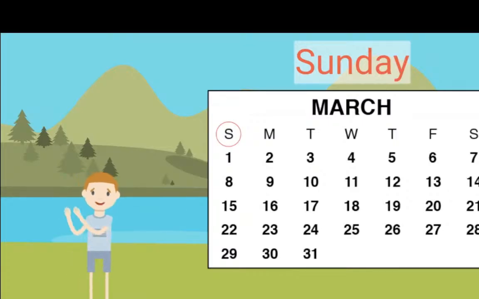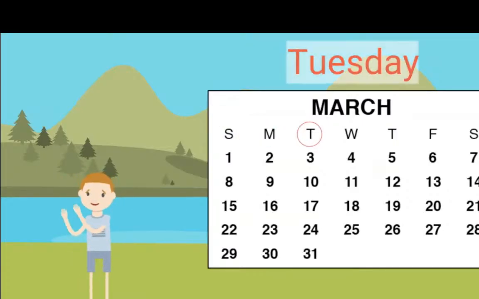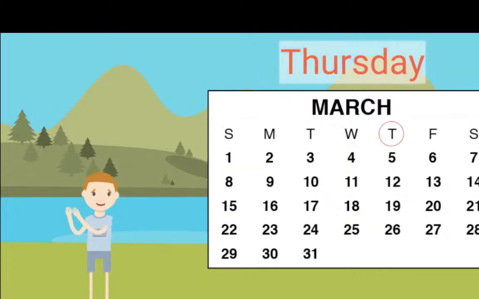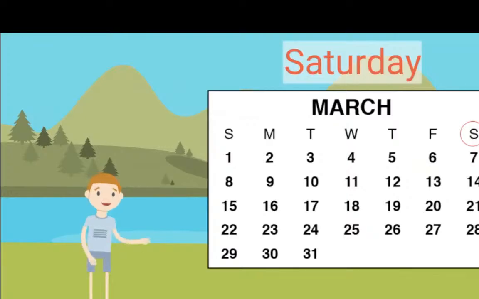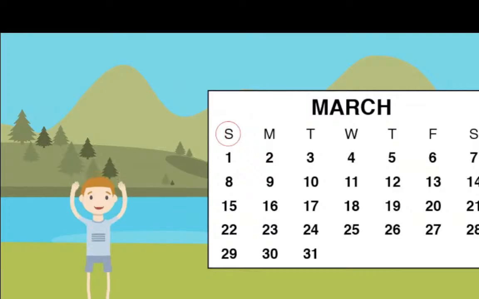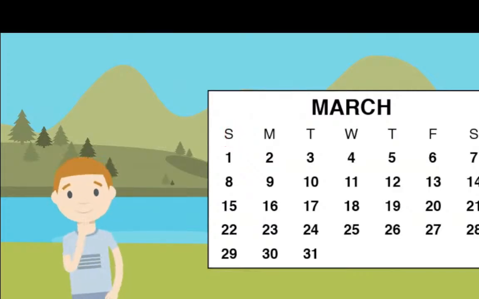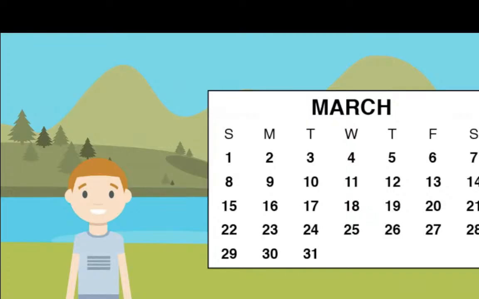After Sunday is Monday, then Tuesday, Wednesday, Thursday, Friday, and finally, Saturday. Saturday is always the last day of the week. After Saturday, a new week begins with Sunday. Did you notice how many days are in a week? Let's count. So Sunday's 1, Monday's 2, Tuesday 3, Wednesday 4, Thursday 5, Friday 6, and Saturday 7.